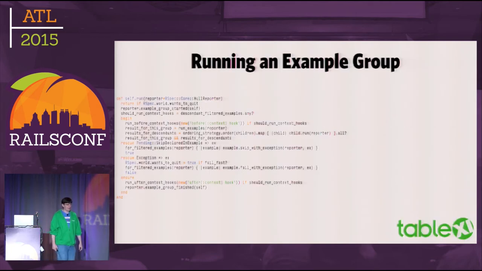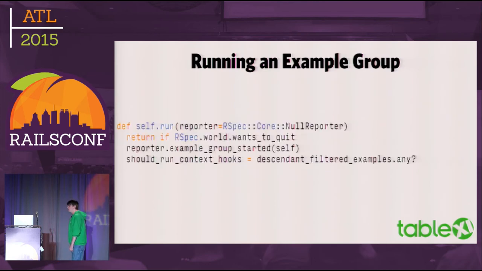I'm going to zoom in in a second, but this is what gets called on the example group when it gets executed. And there's about three or four stages to it. The first stage here just sets up stuff. If RSpec has already decided it wants to quit out, it just bounces right at the top. It tells the reporter or the formatter that an example group has started because the formatter might do something in response to that hook. And then it looks for context hooks for any of its descendants. This is mostly just bookkeeping.